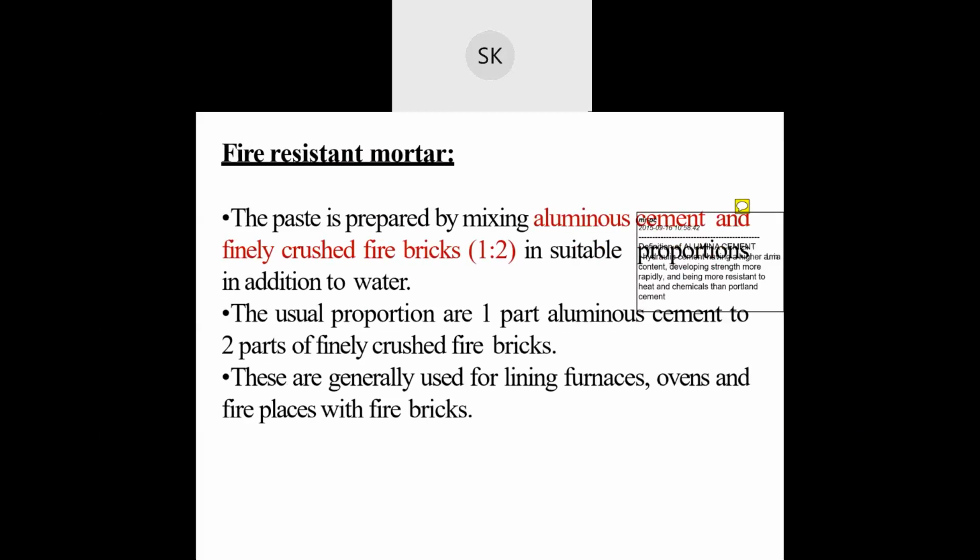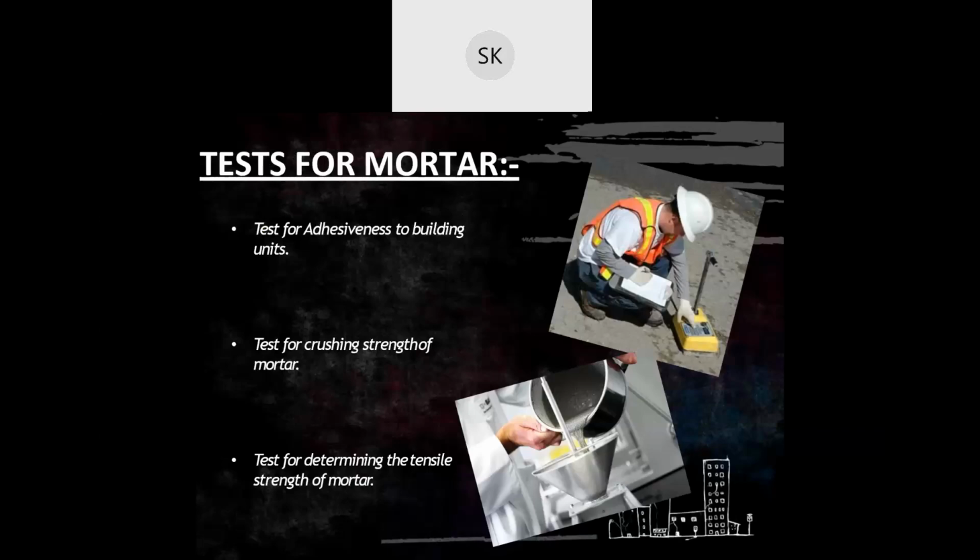So next, as you have seen many tests on cement, sand, like that, you have tests on mortar also. So some figures are shown here. Test for adhesiveness to building units. So these are the various tests for mortar.